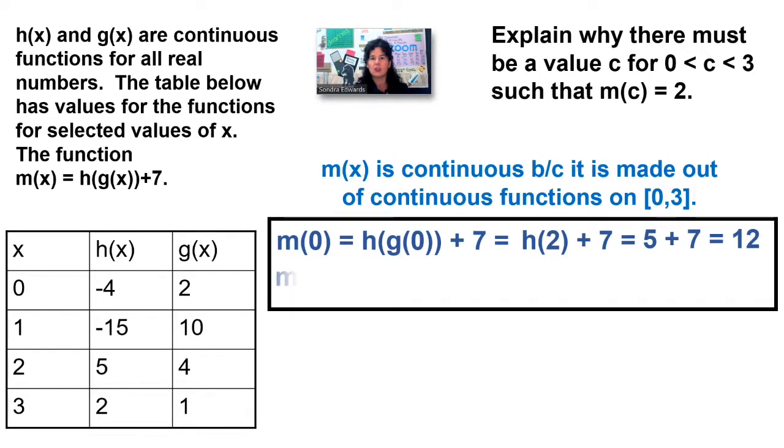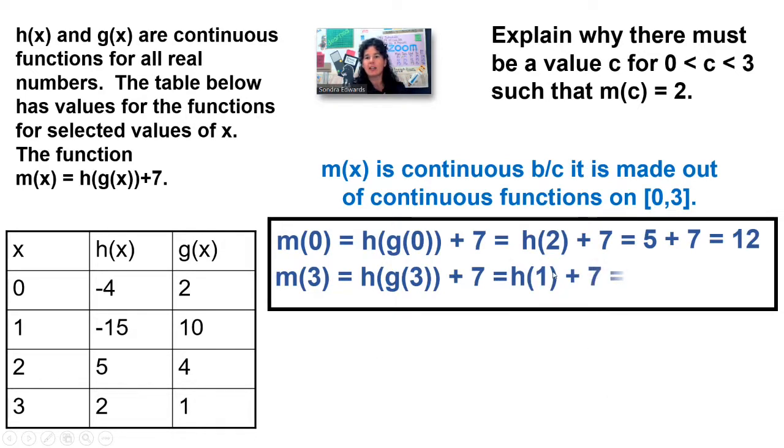So I'm going to substitute in 3. Now that I'm substituting in 3, coming over here, m of 3 is equal to h of g of 3 plus 7. I can evaluate what's inside first, so g of 3. Plugging in 3, the answer to the g function is 1, so this becomes h of 1 plus 7.